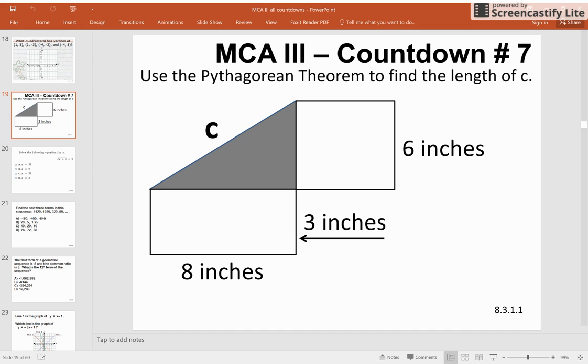Next one. The first term in a geometric sequence is -2. So I know it's -2. And the common ratio is 3. I'm going to multiply that by 3. What is the 12th term of the sequence?